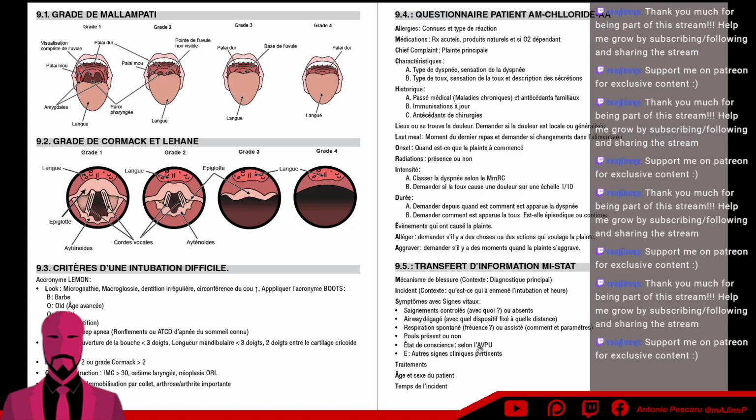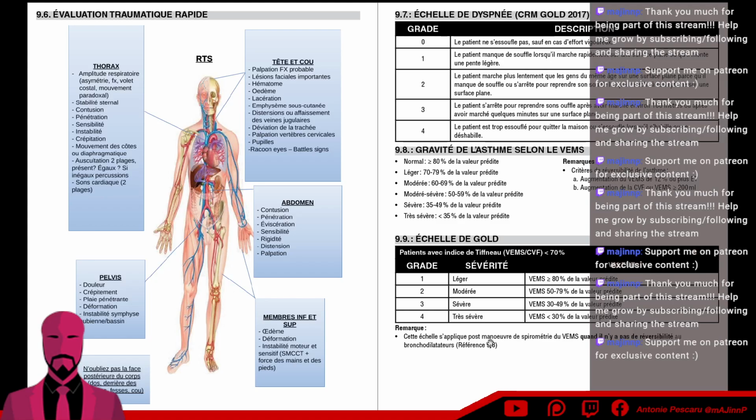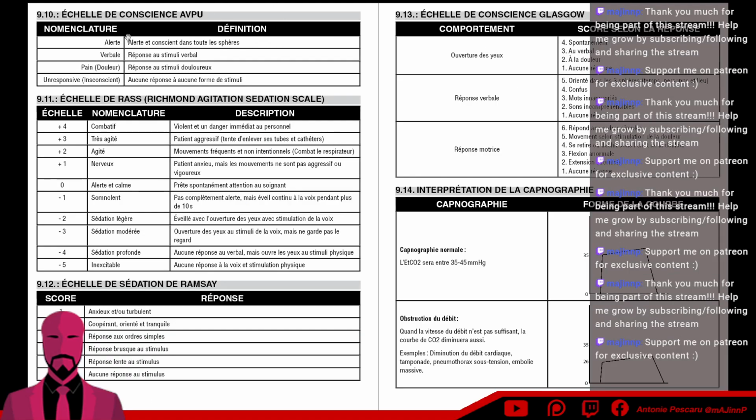State of consciousness according to the AVPU scale, and the AVPU scale is this one over here. Oh no, sorry. Where is it? Yeah, there you go. Which is a quicker way of saying, okay, what's the state of consciousness of my patient? Instead of trying to figure all of these out. So it's whatever.